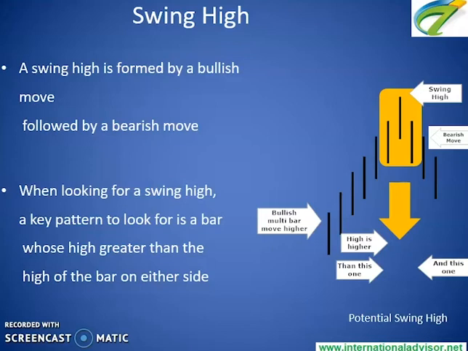A swing high is formed by a bullish move followed by a bearish move. So this is a bullish move. High is higher comparatively on every bar. Then this bar is the highest bar. After that, the bearish move starts. So such a move, this is the swing and this is the swing high. When looking for a swing high, a key pattern to look for is a bar whose high is greater than the high of the bar on either side, which is this one.